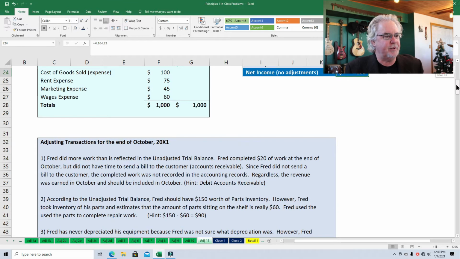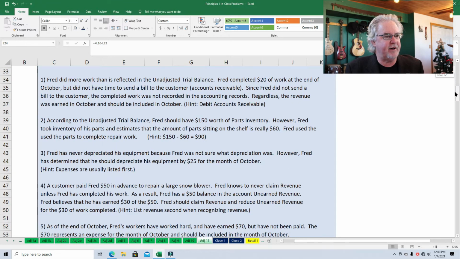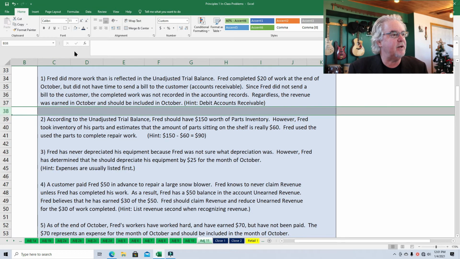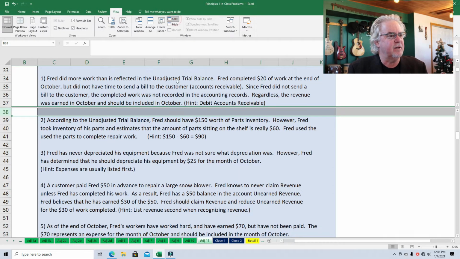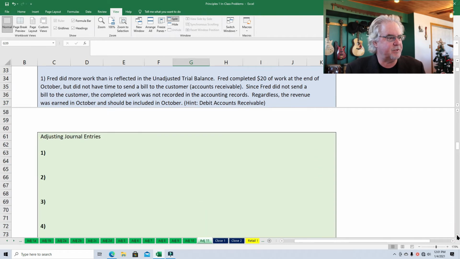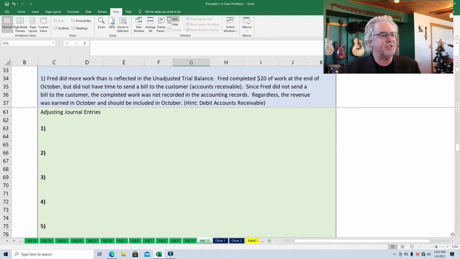All right, so here are some adjusting entries. We've got 5 adjusting entries, and I'm going to split the screen just to make it easier to see what is going on. All right, so view, split. All right, and I'm going to come down here to where the general journal is. Okay, so here are the adjusting journal entries. So let's see what's going on with the first entry.